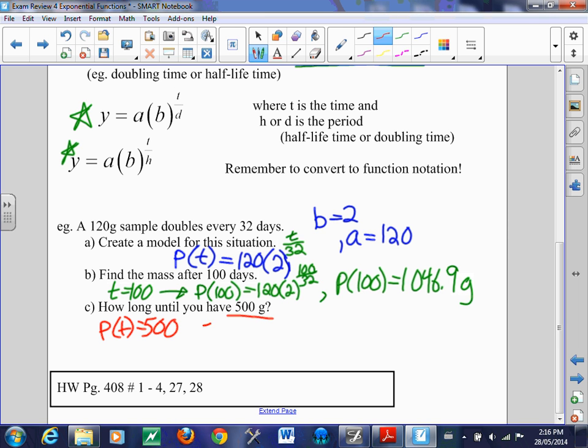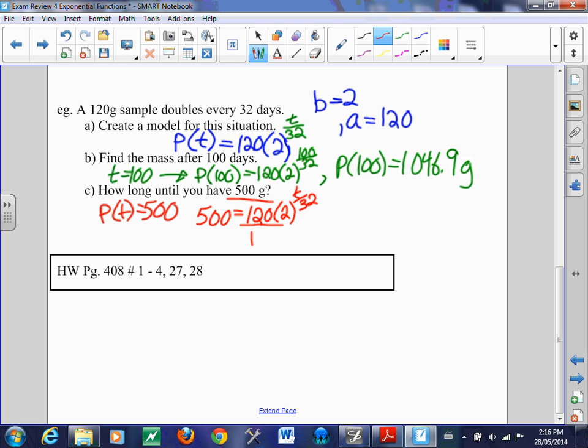So what do we know? We know 500 equals 120 times 2, all raised to the t over 32. So what we need to do is try to solve for t. The first thing that's in the way here, working backwards, is we can get the 120 out of the way. So we're going to divide both sides by 120. So what we end up with is 4.17 equals 2 raised to the t divided by 32.